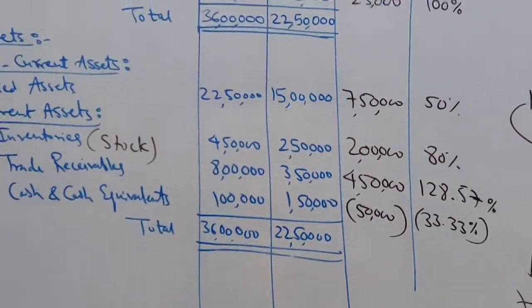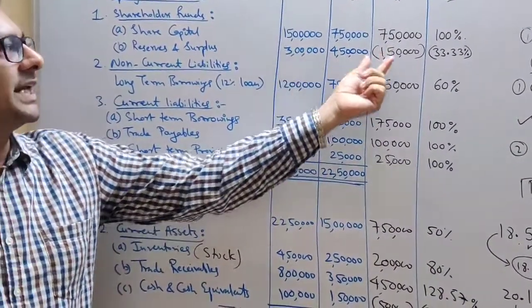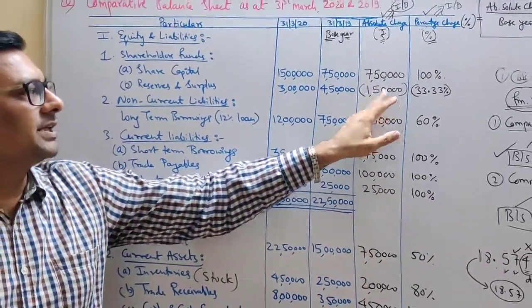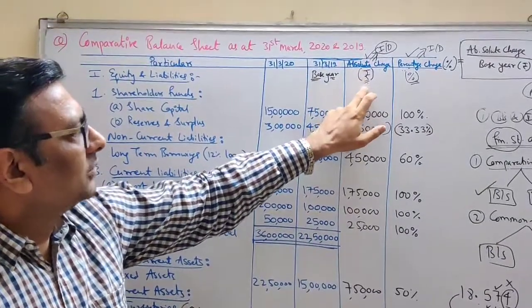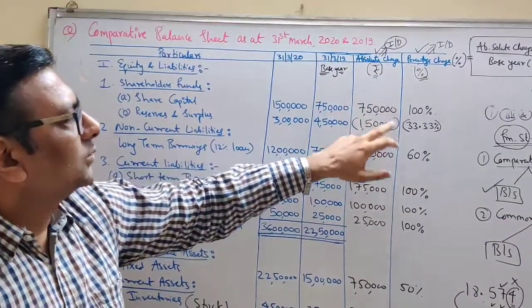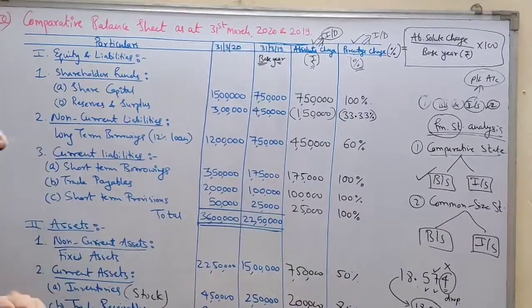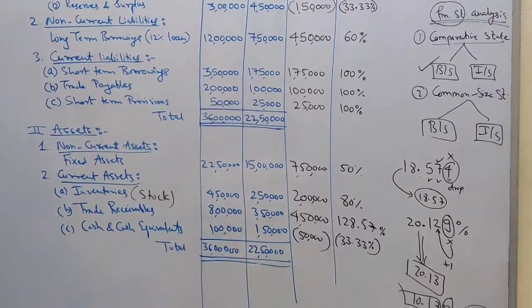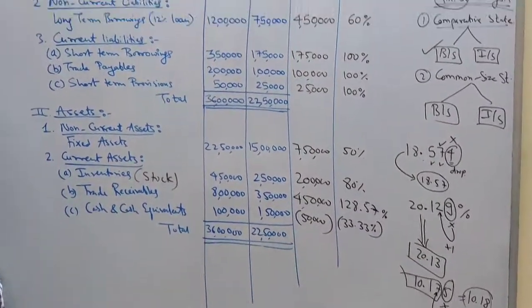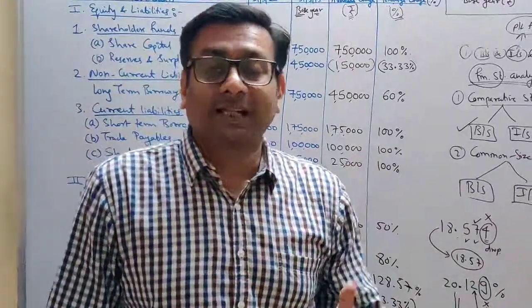So this is very simple, easy. You have to compare both the amounts. You have to write it as increase and decrease. If it is a decrease, you write in brackets. For percentage, you have to take absolute change divided by base year into 100. So students, I want you to take down this formula. It's very easy, students. It's very scoring. So do practice this comparative balance sheet. I want you to score marks for this very easy sum. Thank you, students.